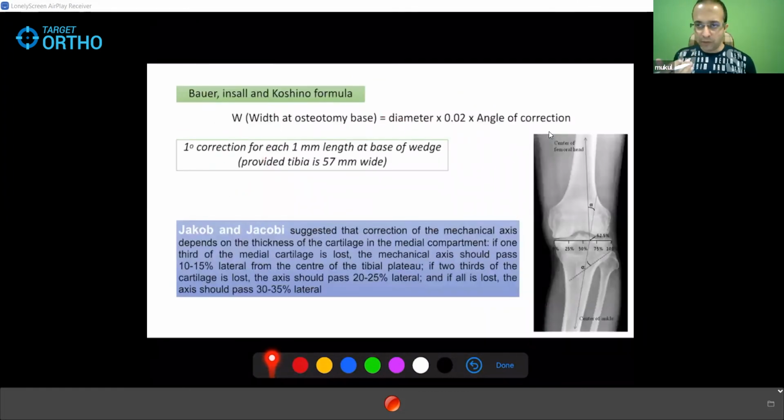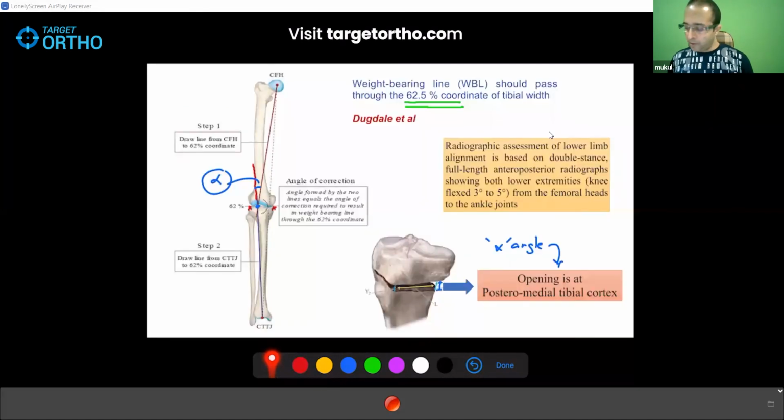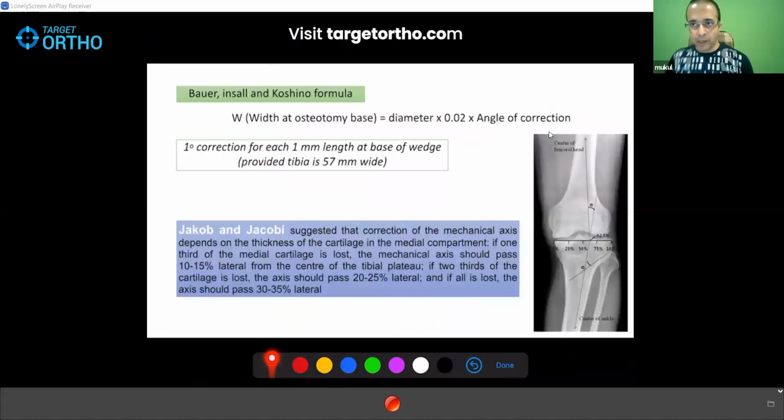There are some other formulas also. That is the most popular formula. This is a modified Koshino formula also. तो ये क्या करता है कि width at the osteotomy base बता देता है कि ये जो osteotomy का base है हमने यहाँ पे रखा है, ये कितना सेंटीमीटर्स का हमें ओपन करना है.